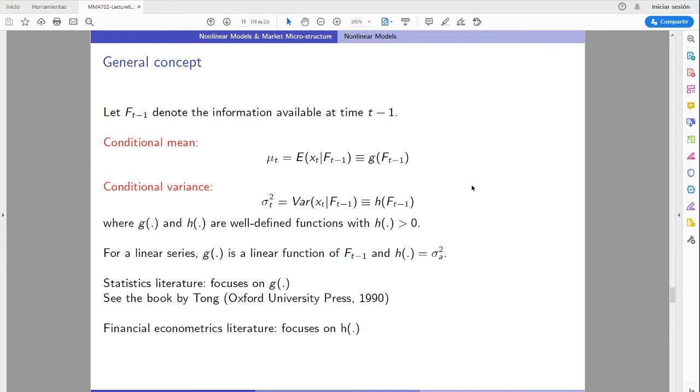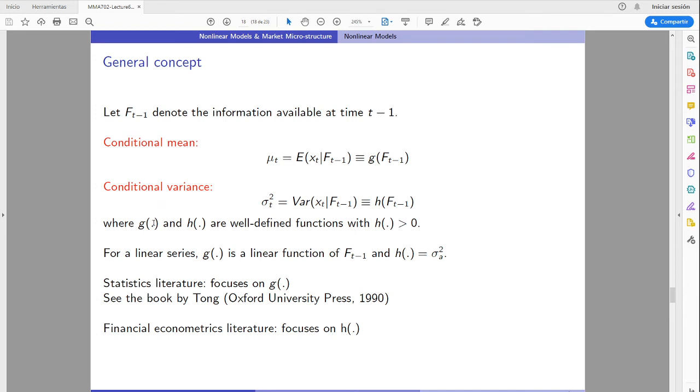So we're going to let F sub t minus 1 denote the information available at time t minus 1. And so the conditional mean mu sub t can be calculated in this way. We're going to call it g of F sub t minus 1. And the conditional variance can be calculated in this way, and we're going to call it h of F sub t minus 1.